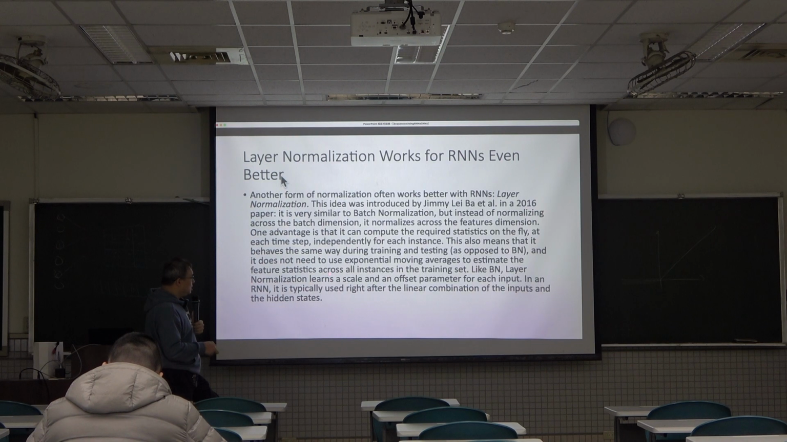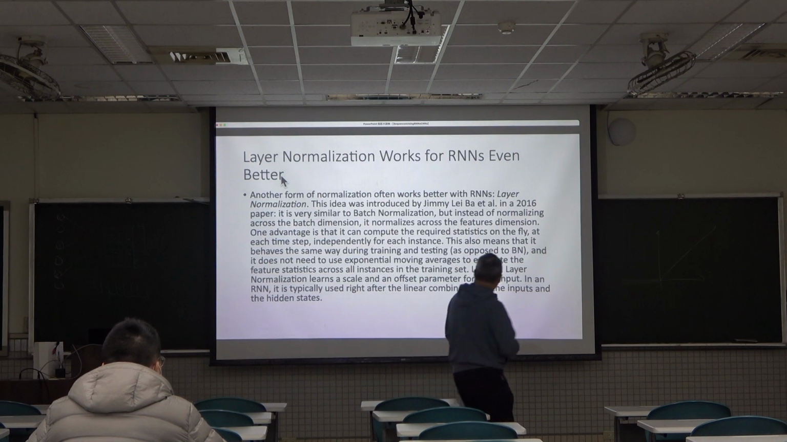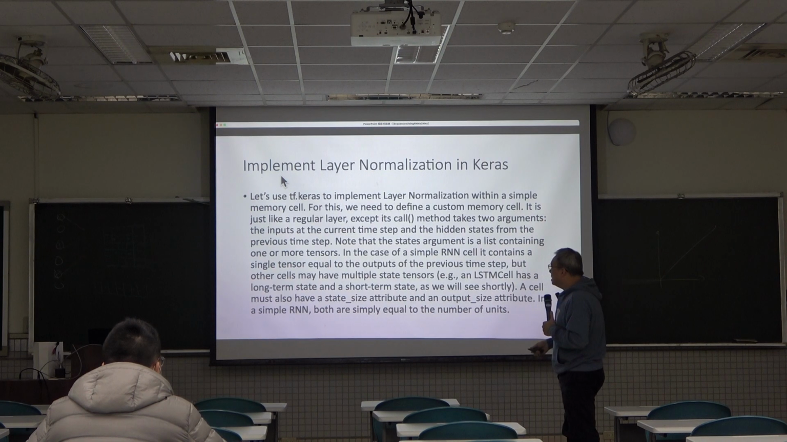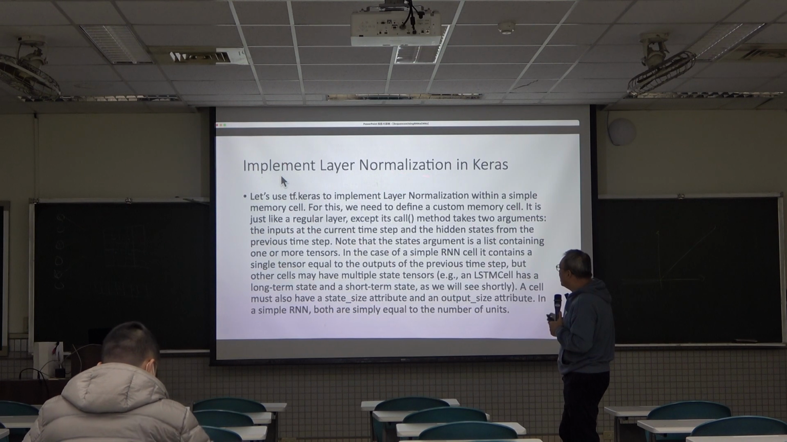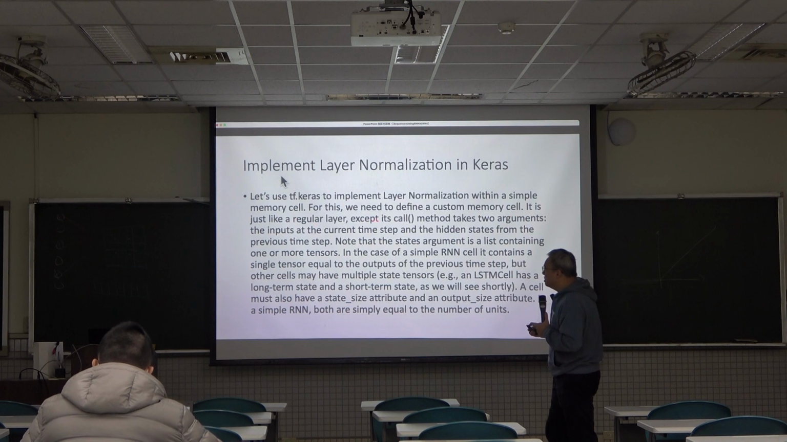So layer normalization will learn a scale and offset parameter for each input directly. And in an RNN, it is typically used right after the linear combination and before the activation function is applied. So we can implement layer normalization in Keras with a simple memory cell.